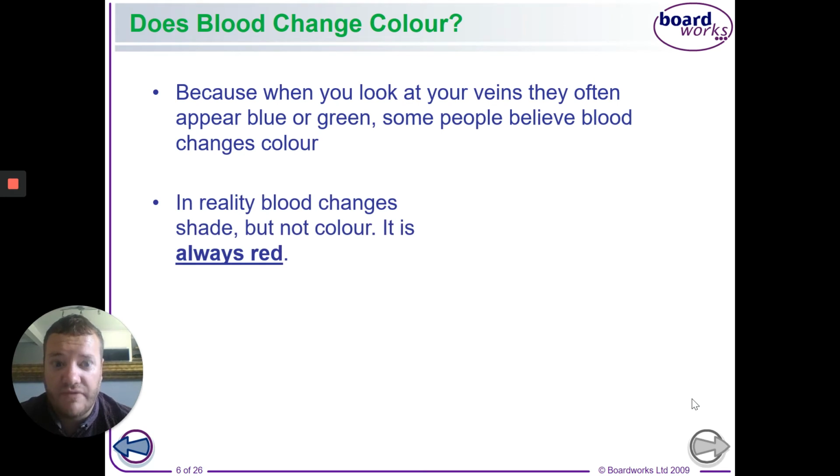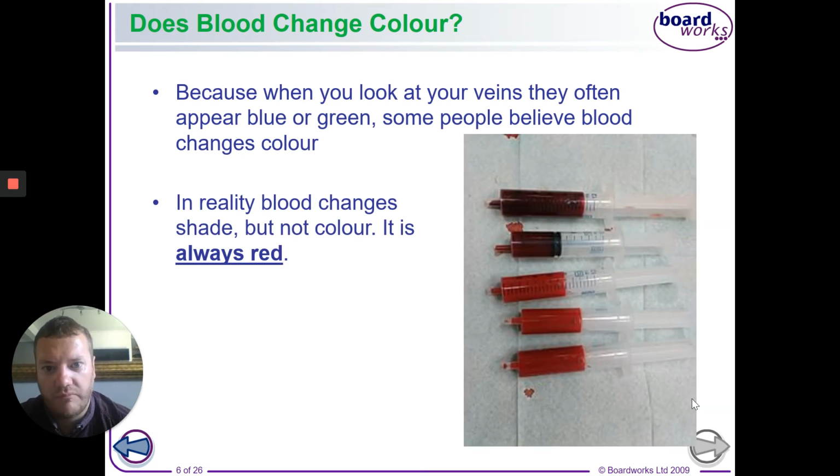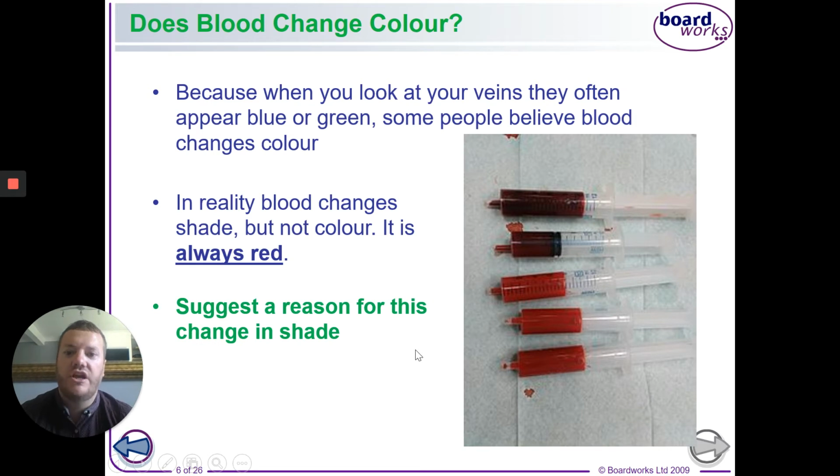However, it can be different shades of red. So blood is red, but each of these bins here contains blood. You see quite clearly that this blood is not the same shade as that blood. They're both red, but this one is much darker, and this one is much lighter. Okay, so blood can change shade. I'm going to ask you just to pause for 10 seconds again now and see if you can think of a reason why blood might change shade.